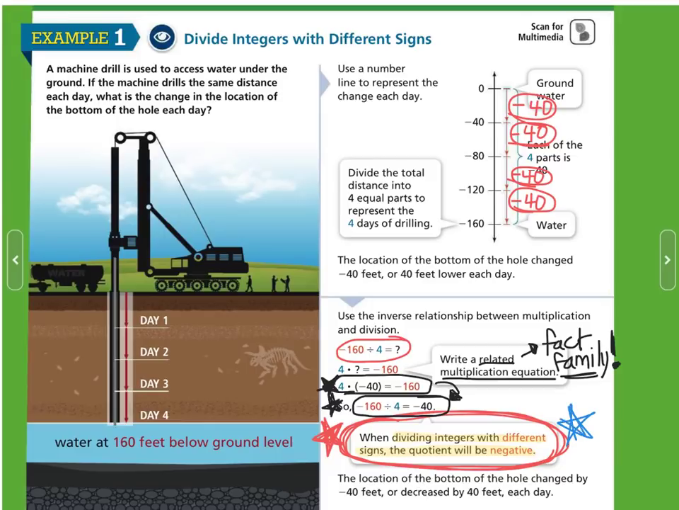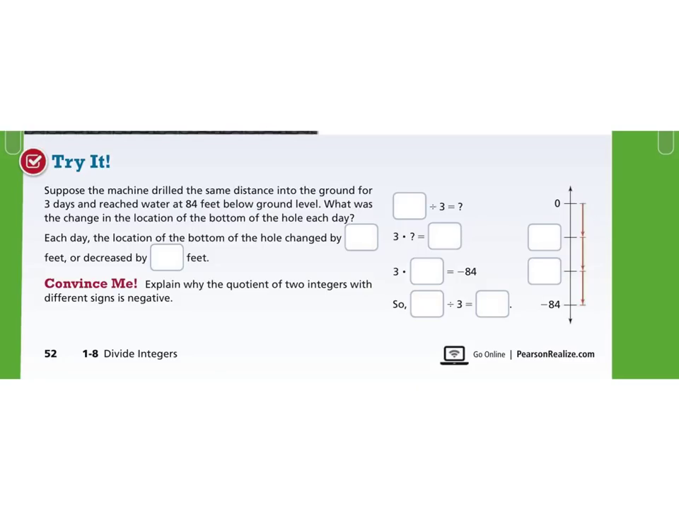Also notice this little blurb here that I have highlighted and circled and starred. When you're dividing integers that have different signs, the answer is going to be negative. But notice how you don't change the way you're dividing. You simply apply the sign to your answer. Now complete the try it. Come back to check your answer when you are finished to see if you did it correctly.